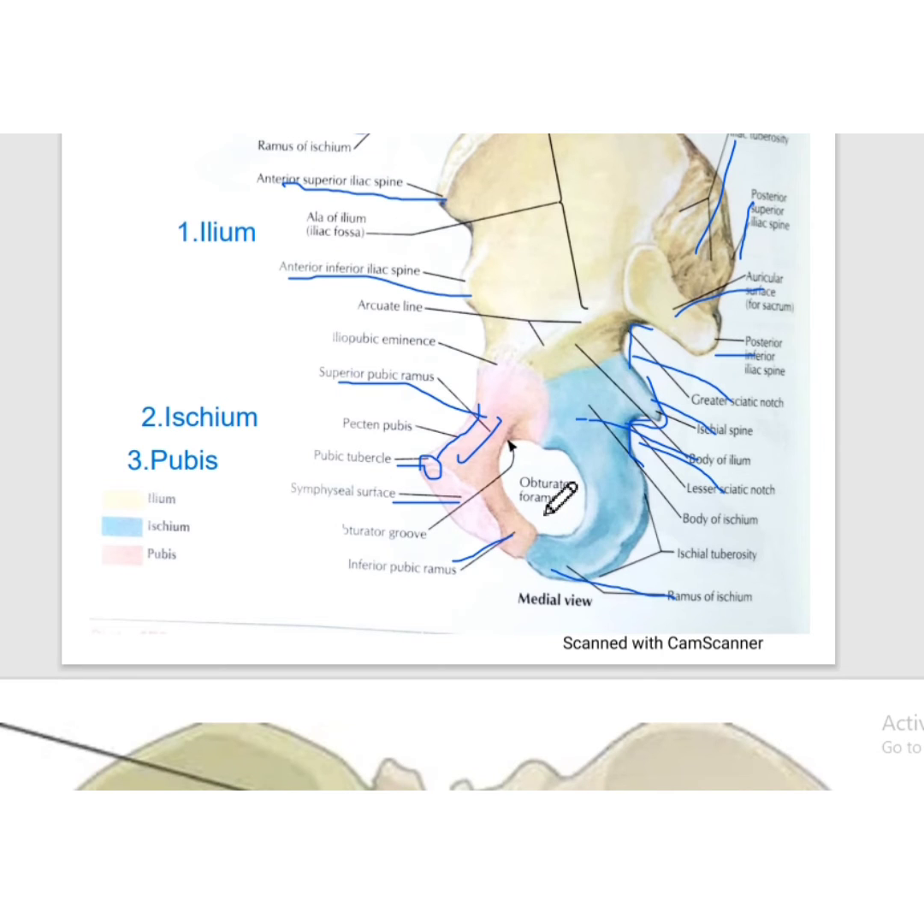This foramen, which is formed partly by this ischium and partly by this pubis, is called the obturator foramen. This obturator foramen is closed by the obturator membrane except at this obturator groove. The rest of it is closed by the obturator membrane, and this obturator groove allows the obturator nerve and vessels to pass through it.